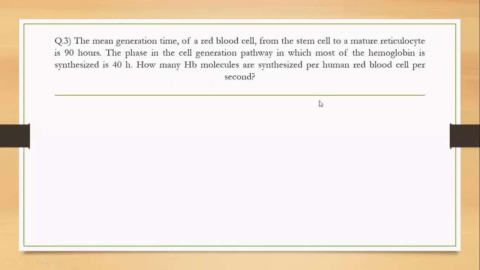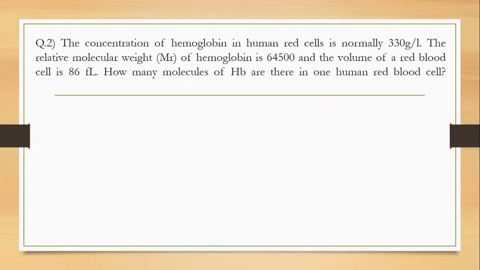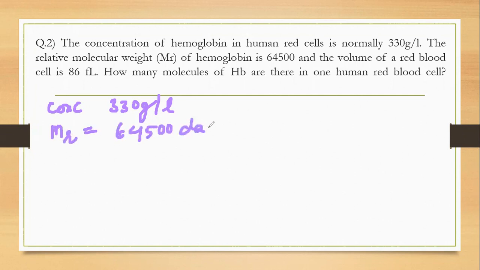So moving on to the next question. The concentration of hemoglobin in a human red cell is normally 330 grams per liter. So here the concentration is already given, 330 grams per liter, right? Now the molecular weight is also given. The molecular weight of Hb is around 64,500 Dalton, and the volume of a red blood cell is 86 femtoliter, which we have solved in the last question.